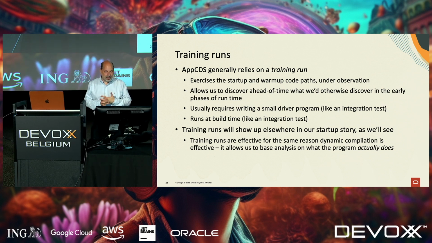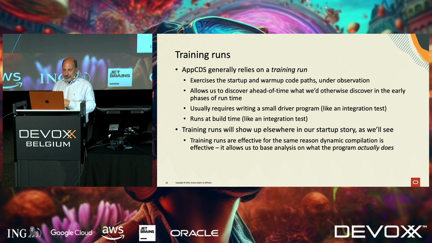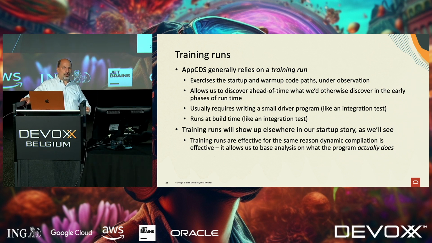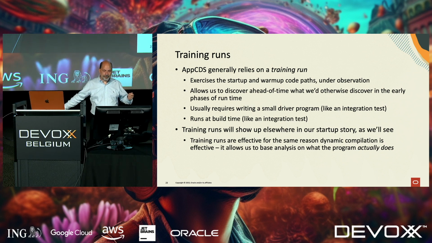Almost all interesting techniques for startup improvement rely at some level on training runs, which is to actually run some part of the program and observe what it did, observe what classes it loads, observe what methods are hot, which is basically allowing us to discover ahead of time what we would otherwise discover when we run the program dynamically.